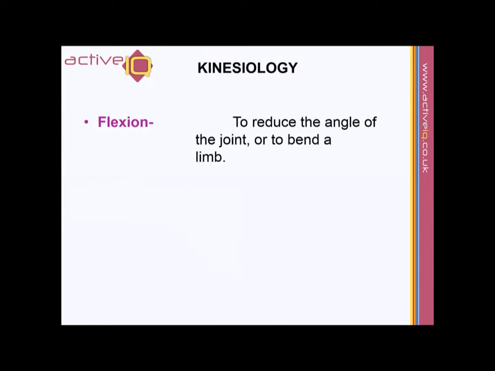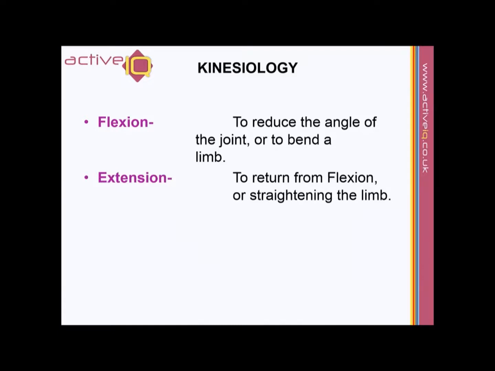Kinesiology is movement really. Flexion is the first one, and flexion is to reduce the angle at the joint or to bend the limb. So if you were to bring your hand up towards your shoulder, the elbow joint will be flexing because the angle of the joint is reducing. And extension will be the return journey of that. From flexion, straightening the limb, or actually increasing the angle of a joint.